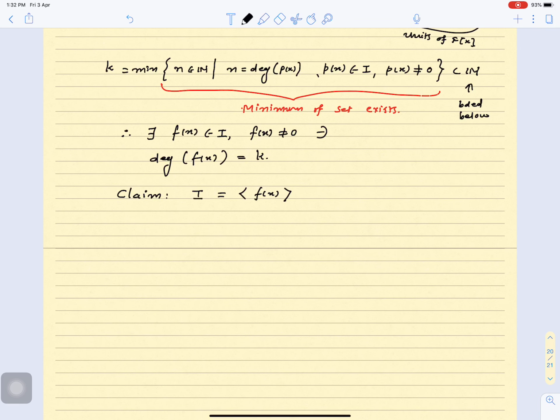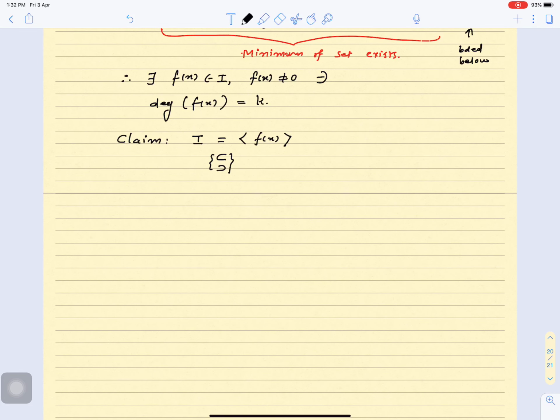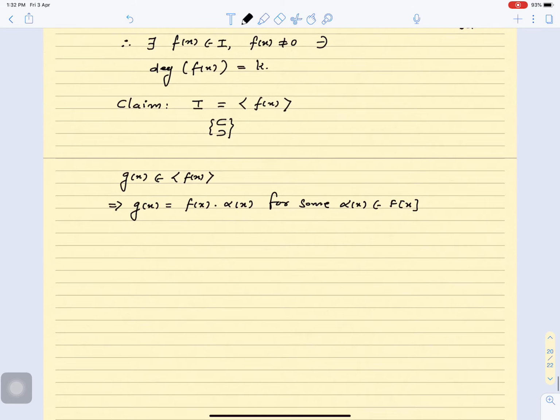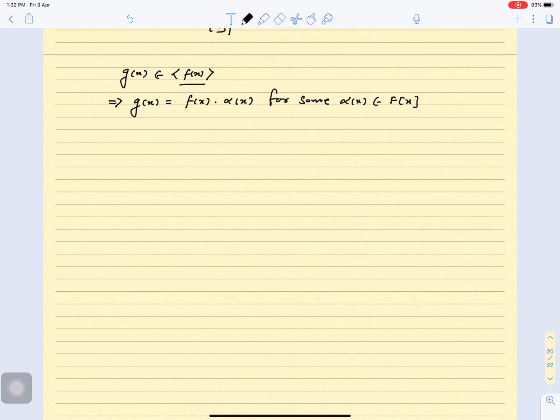For that I have to prove that I is a subset of the ideal generated by f(x), and the ideal generated by f(x) is a subset of I. I have to prove this two inclusion. So let us start by considering g(x) belonging to the ideal generated by f(x). Then how does g(x) look? It is f(x) into alpha(x) for some alpha(x) belonging to F[x]. The element of the ideal generated by f(x) will be of this form.